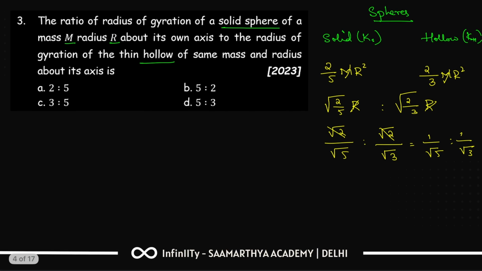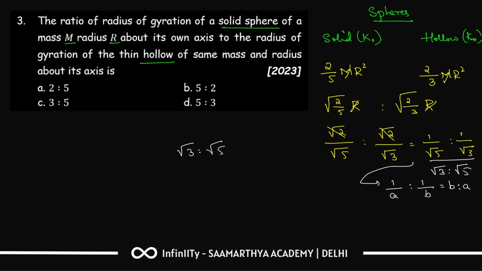We have learnt in mathematical tools that 1 by a is to 1 by b will be exactly equal to b is to a. Then इस केस में 1 by root 5 is to 1 by root 3 will become root 3 is to root 5. तो आंसर क्या आ गया? root 3 is to root 5. तो अब कंफ्यूजन है ये कि आंसर तो है root 3 is to root 5, but none of the options are matching. तो बच्चे क्या समझेंगे?